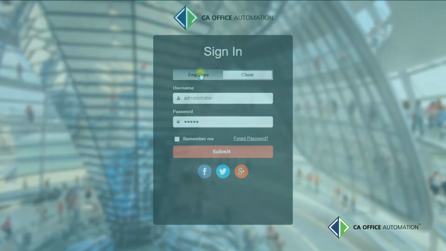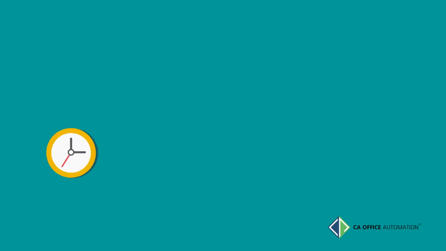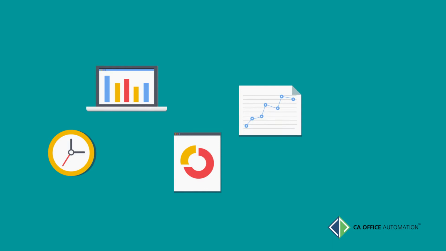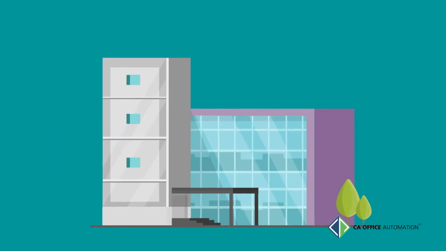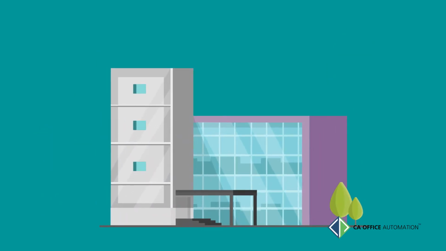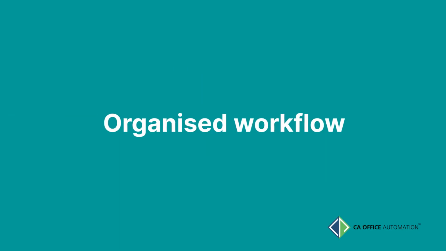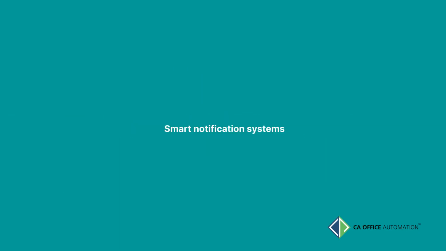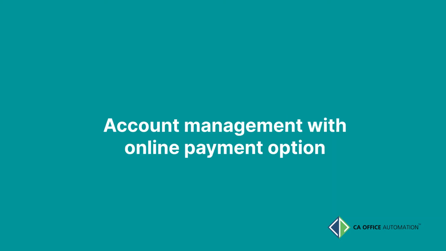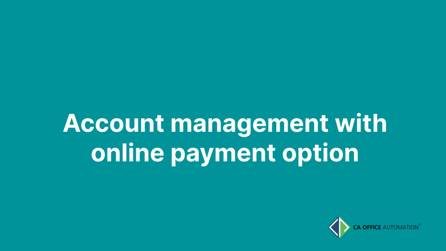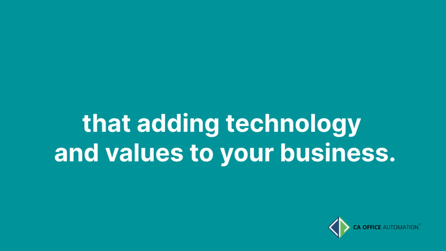In this video, we will go through all pages of the software and will give an overview of all facilities, configuration provisions, controls, reports and setups. Once you configure and apply the software in your organization, it requires minimum inputs and gives you maximum output with organized workflow, reports with all aspects, smart notification systems, easy payroll rules setups and salary process, paperless document management system, account management with online payment option, and client login, adding technology and value to your business.